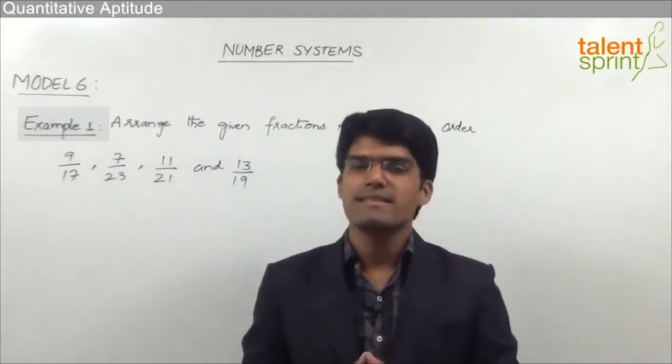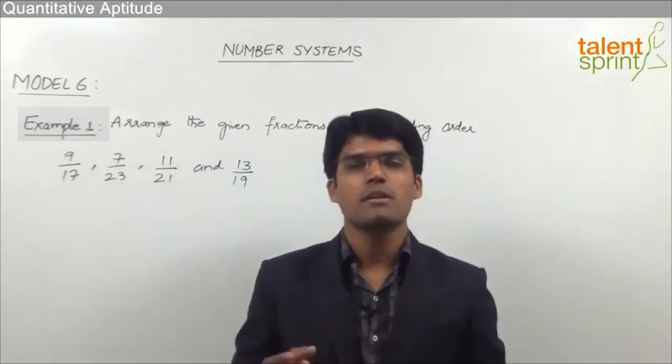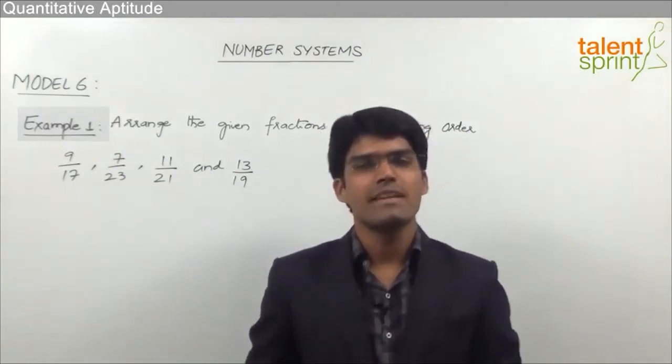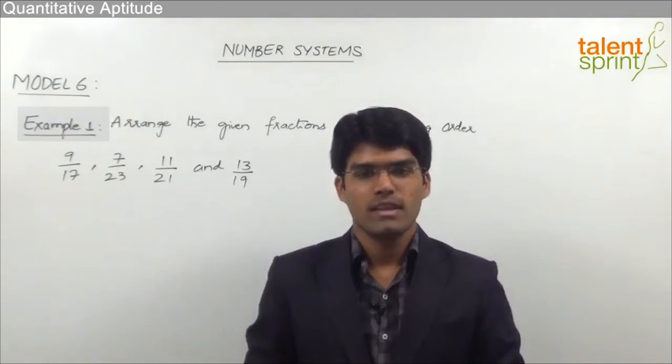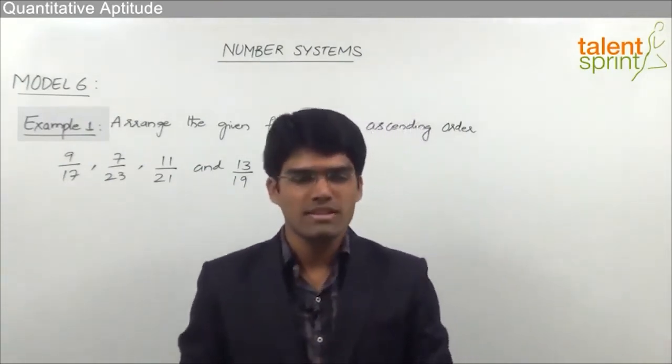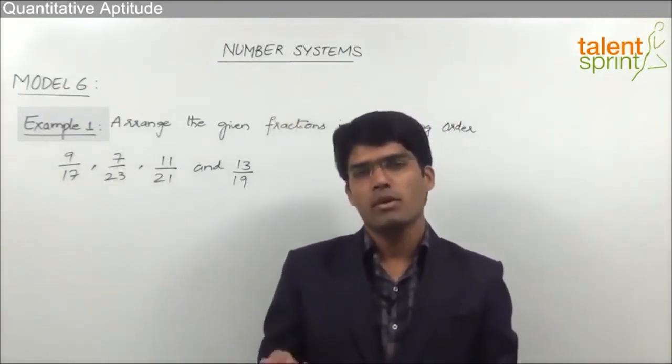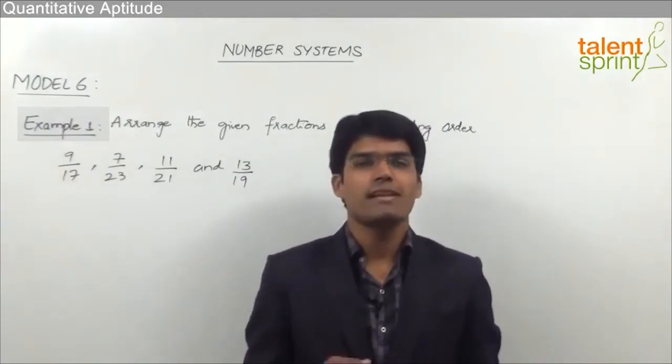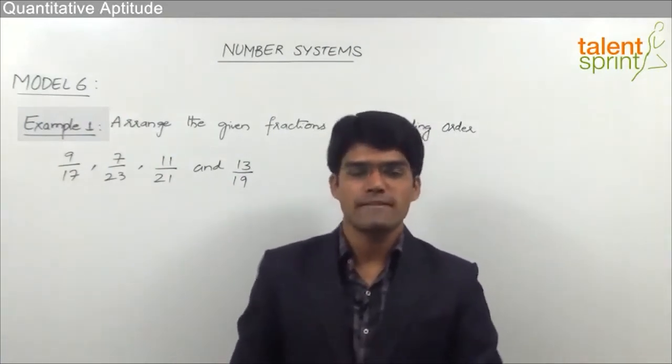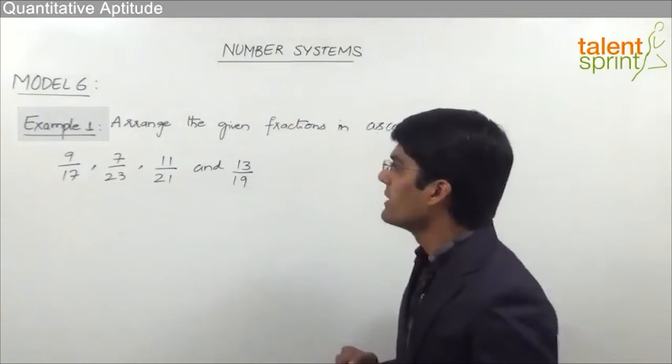Let us now take model 6, which is based on arrangement of the given fractions in either ascending order or descending order. Here a number of fractions are given to us and we are supposed to arrange them in the proper order, and sometimes we are asked to find out the highest fraction or the smallest fraction. Let us look at the example here.